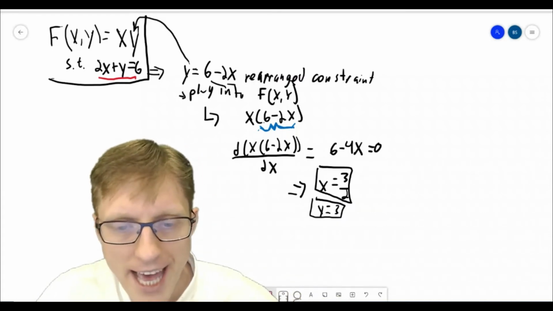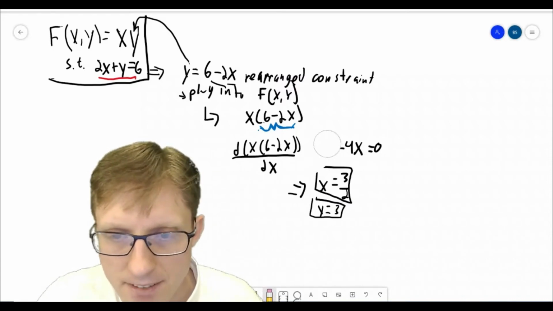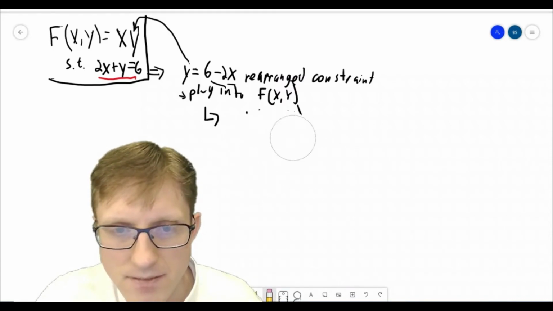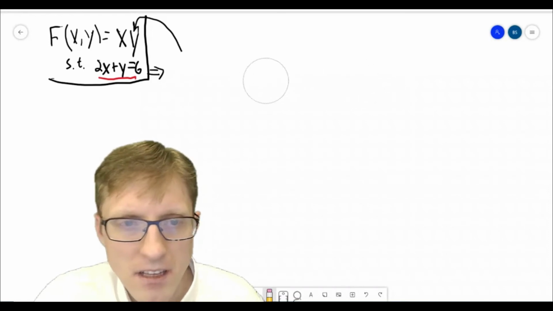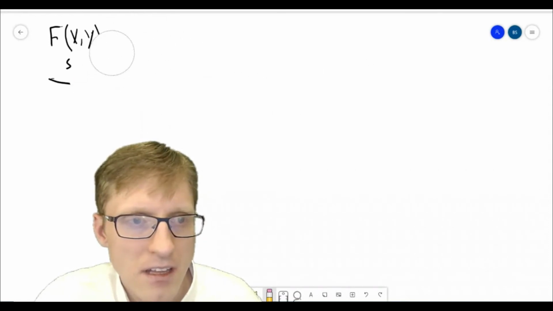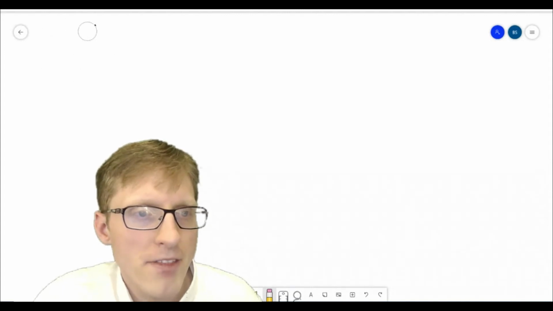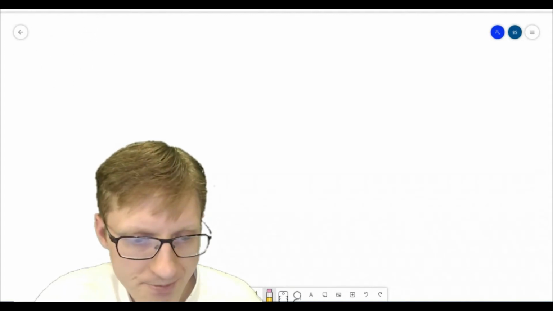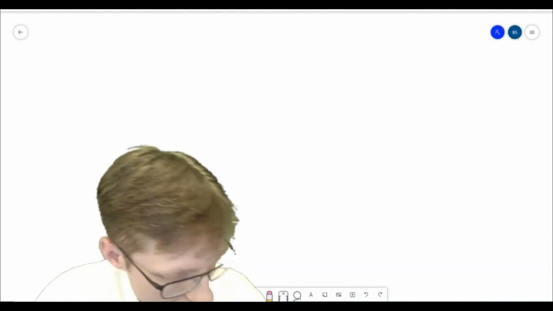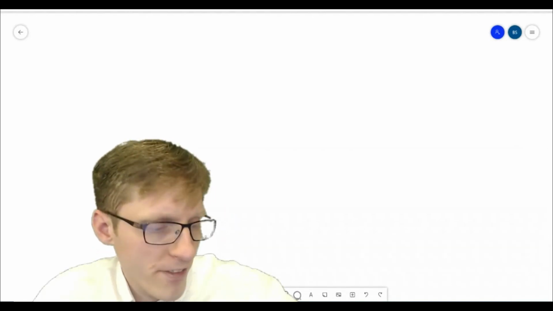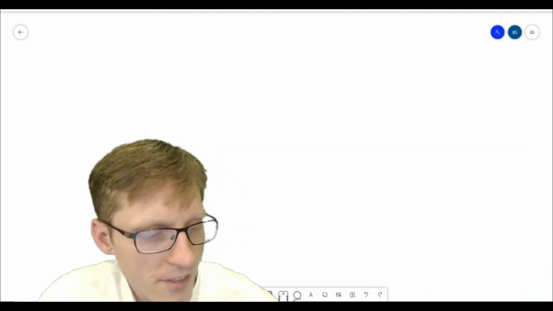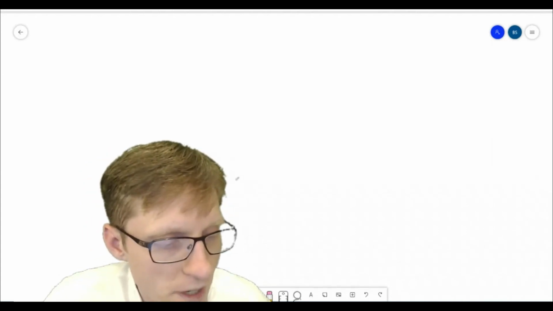Now let's look at the other method. The other method is the Lagrange multiplier method. Now, this method is always going to involve the same steps, and the only thing that you need to do is to learn these steps.